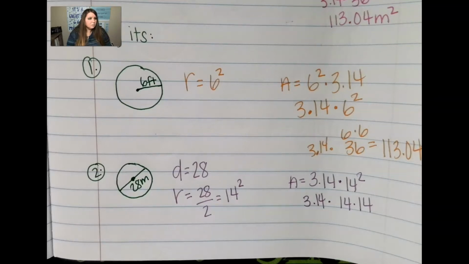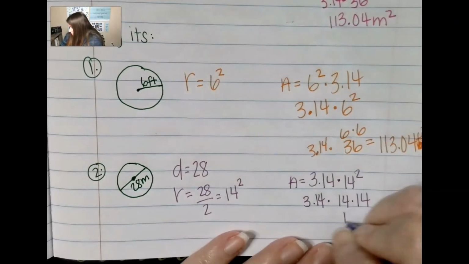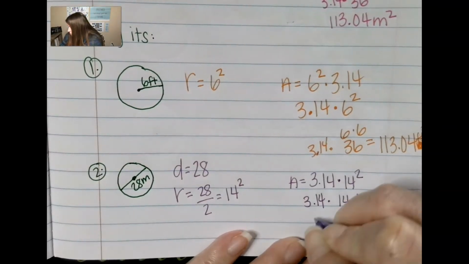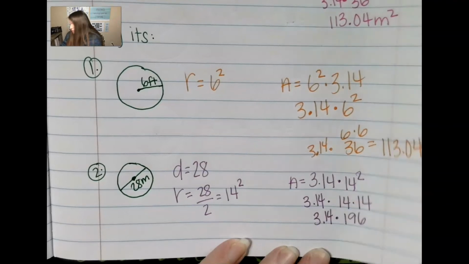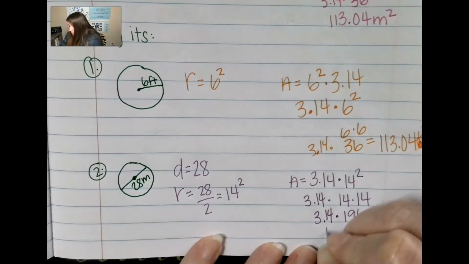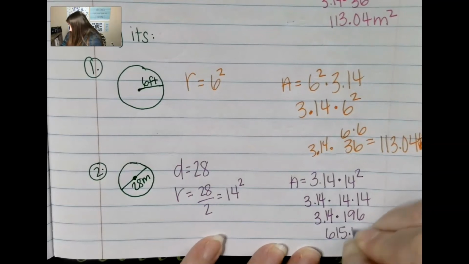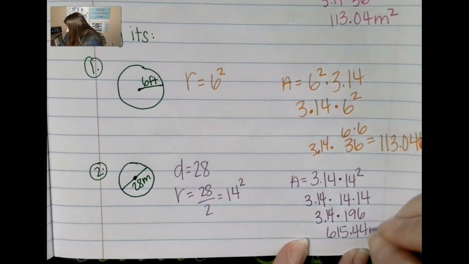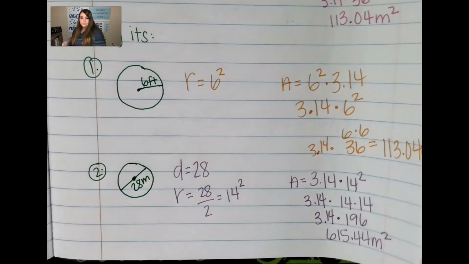A calculator is only as smart as the person putting the info in. Come on, Miss Englander, get it together. 14 times 14 gives us 196. 196 times 3.14 is 615.44 meters squared.